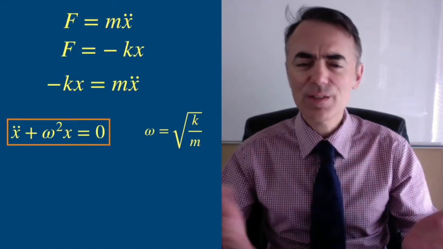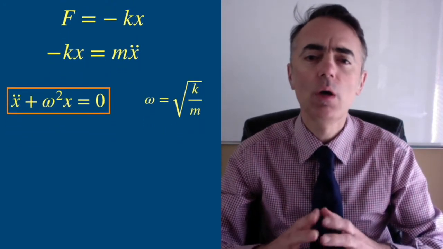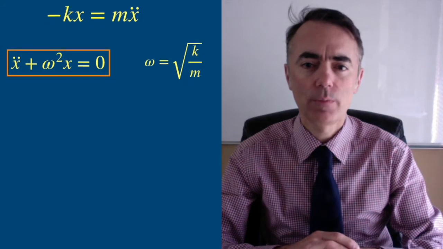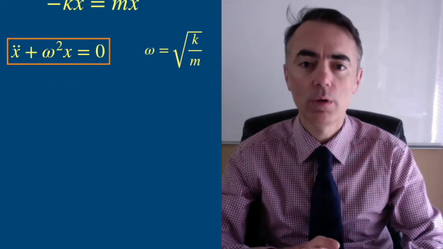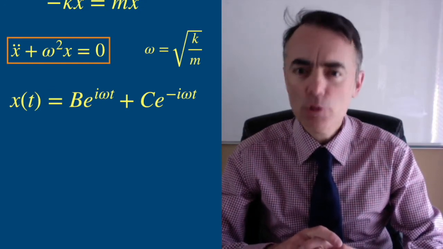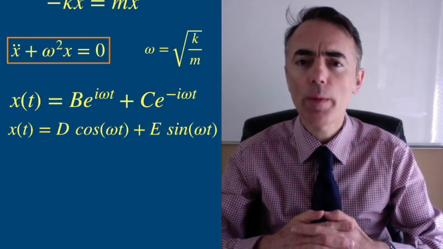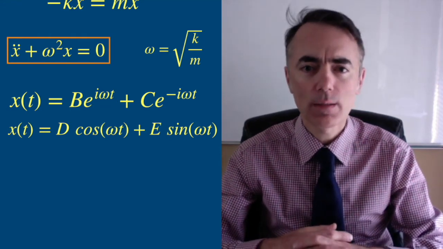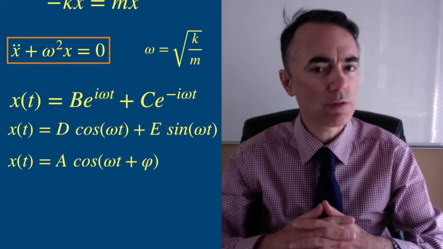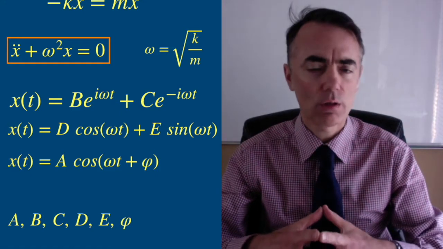Well, it's a linear second order differential equation. From your course on calculus, you should remember that the solution of this kind of differential equation is an exponential or a trigonometric function. The solution can be written in different forms. x equals b times e to the i omega t plus c times e to the minus i omega t, or it can also be written as x equals d cosine of omega t plus e times sine of omega t, which using trigonometric relations is the same as x equals a cosine of omega t plus phi, where a, b, c, d, e, and phi are integration constants that depend on the initial conditions.